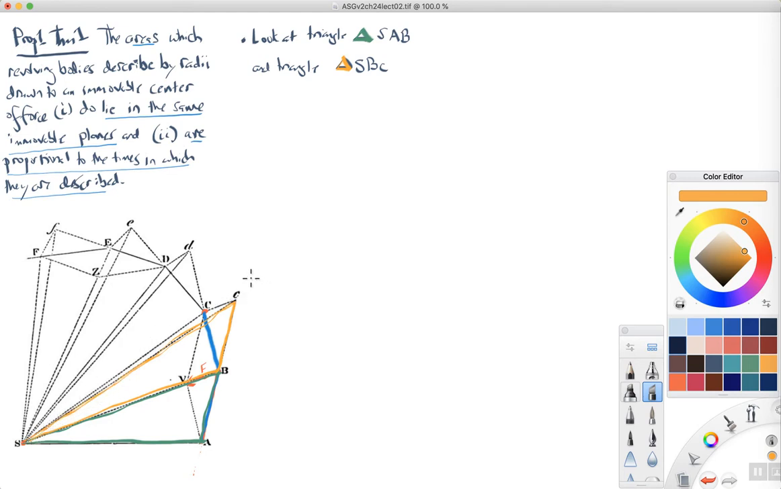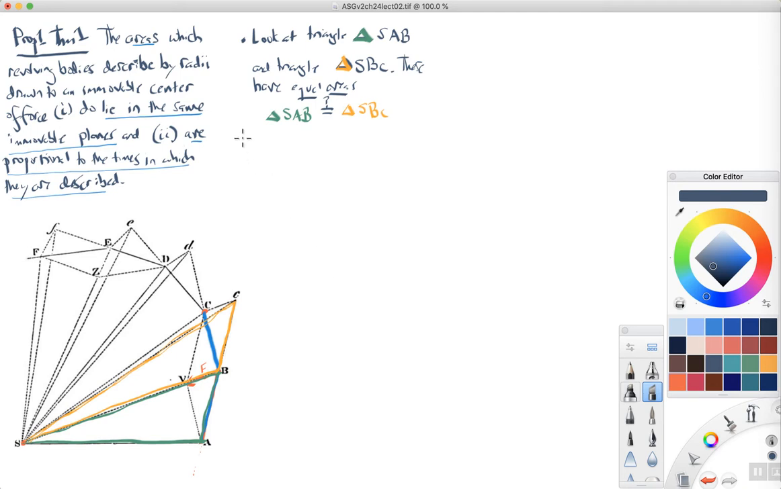Okay, now I'm going to claim that these have equal areas. That is, triangle SAB is equal to triangle SB little c. Okay, how do we know? So how do we know that that's true?